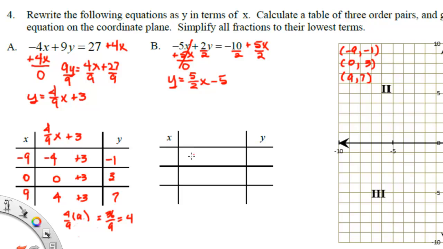Okay, let's do the ordered pairs for B. So I have 5 over 2x minus 5. I know a negative 5 is going to be here everywhere.